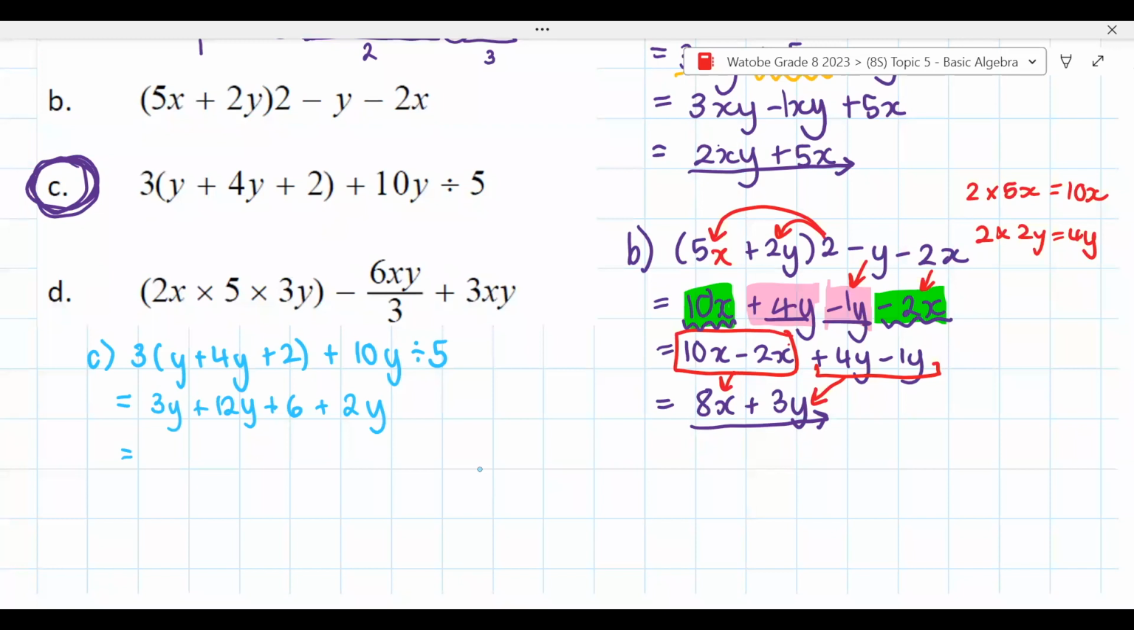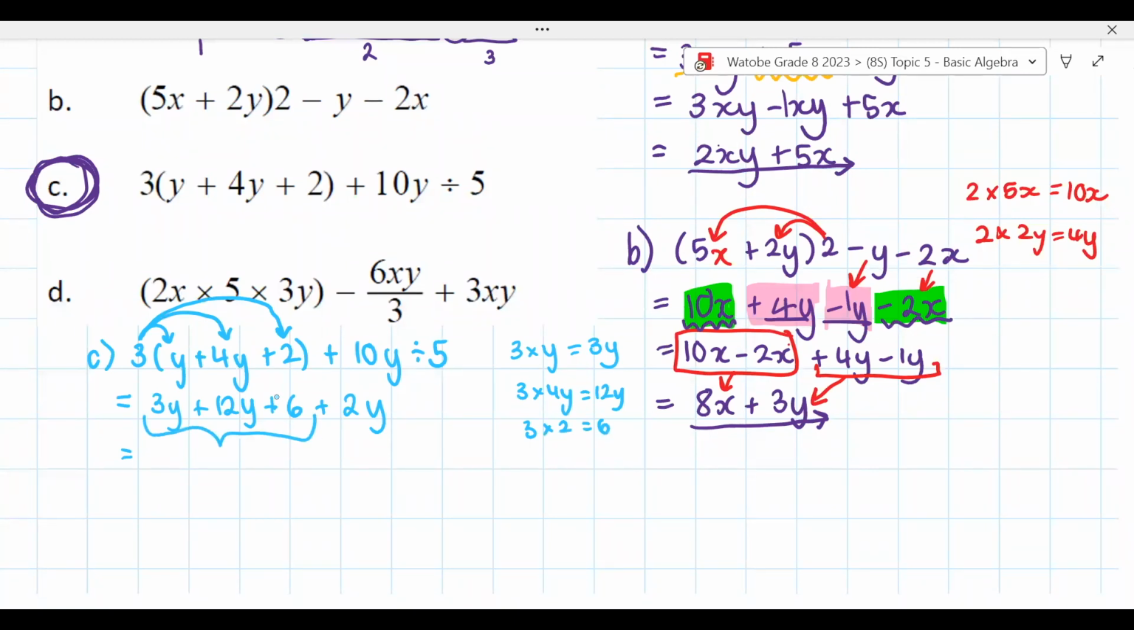Okay, sorry, you broke up a little bit there, but I think I followed everything. So guys, what we want to do is multiply the 3 to the y, the 4y, and the 2. If, however, you saw that y plus 4y, you could simplify first, that's fine. Otherwise, we multiply. So 3 times y is 3y. 3 times 4y is 12y. And 3 times 2 is 6. So that's where these first 3 terms came from.